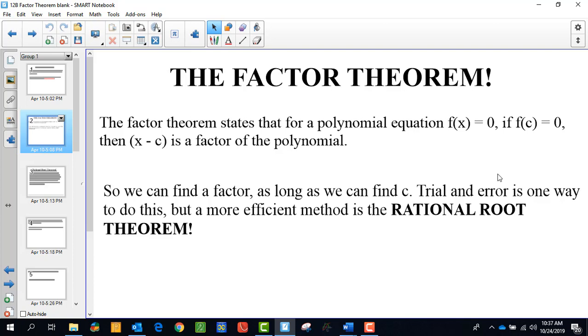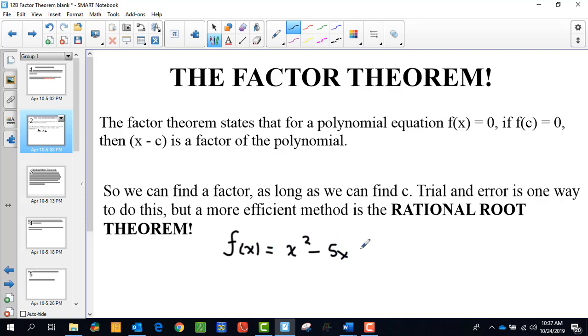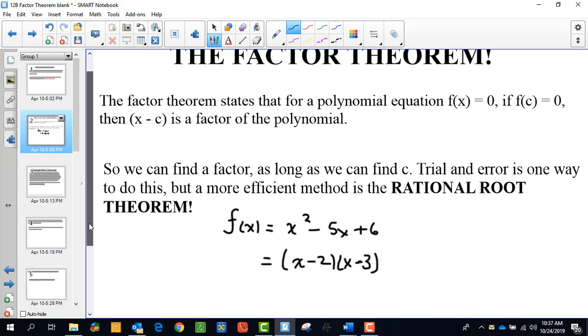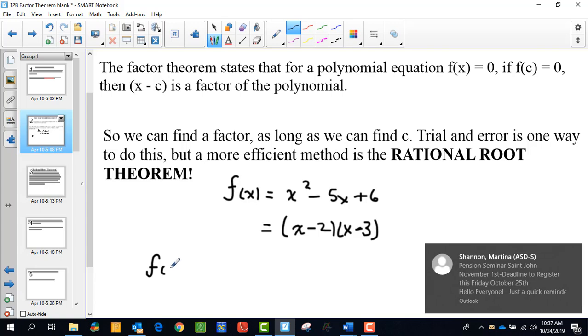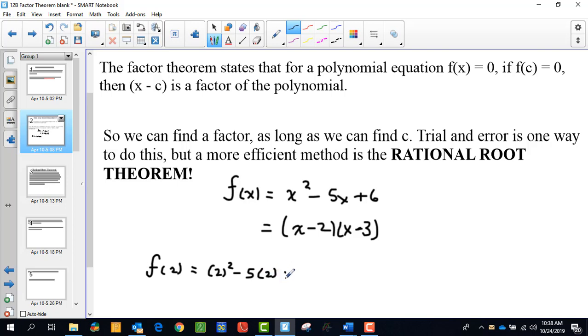For example, let me just show you an example that we can factor very easily, just so you can see what we're talking about. Imagine that I give you f of x is equal to x squared minus 5x plus 6. I know that this already factors as x minus 2 and x minus 3, and that's something you've done for a while now. What this is saying is that if you plug in 2, you get 2 squared minus 5 times 2 plus 6, which is 4 minus 10 plus 6. That's going to give you 0.